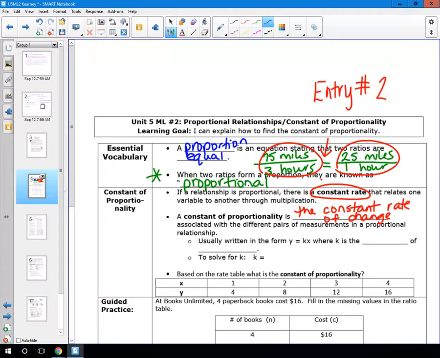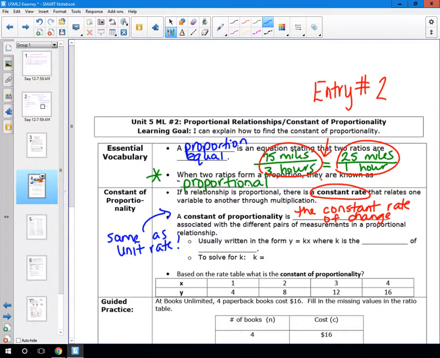But I'm also going to give you another hint. Constant of proportionality, like I said, is the same as the unit rate. That just means how much per 1. If it says what's the constant of proportionality, we want to know how much was one thing, because that means that's the rate that it's changing.